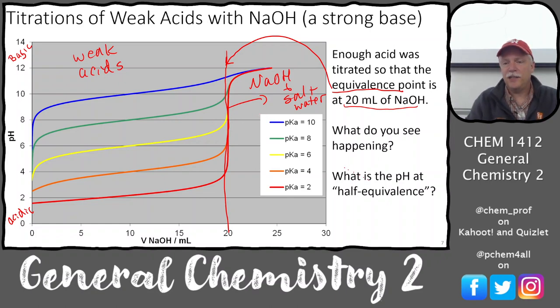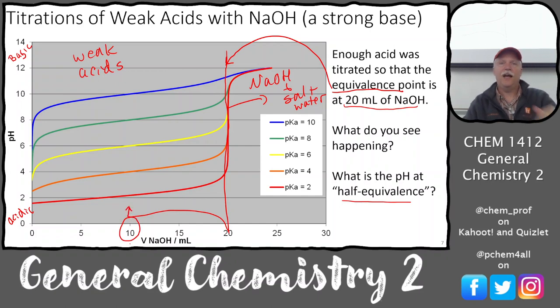So what is the pH at half equivalence? So let's go back to half equivalence. So let's jump down here to 10. What's the pH of all of these acids at half the equivalence point? Yeah, so the pH equals the pKa at half the equivalence point. So here, this yellow one is a real good example. pH of 6, and that yellow one has a pKa of 6.